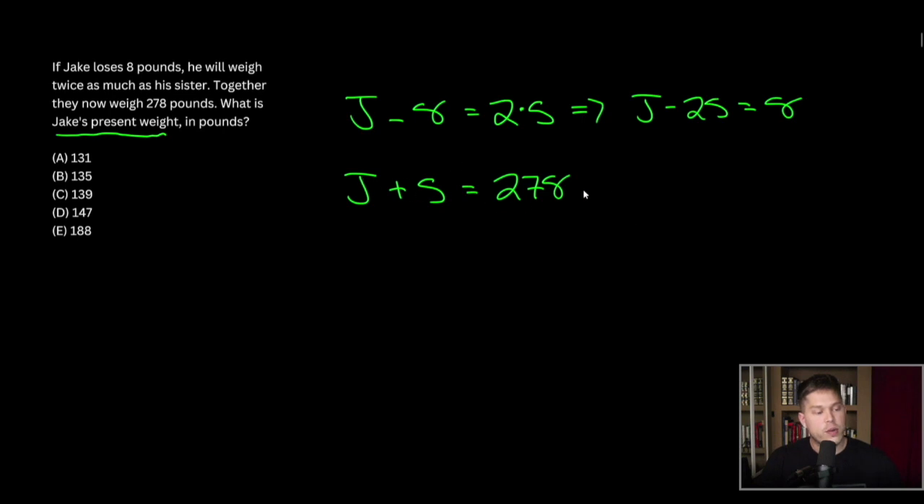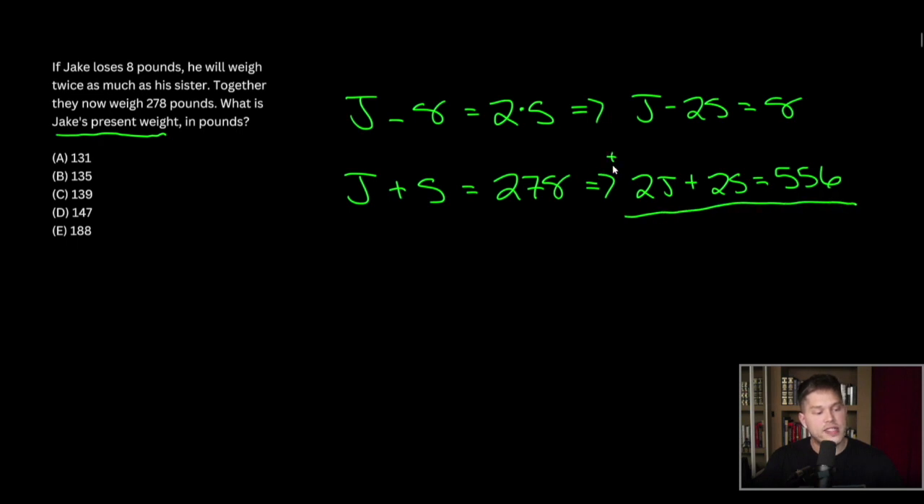And then for this equation, I'm going to scale it up by a factor of 2. And you'll see why I'm doing this just in a moment. So we have 2j plus 2s is going to be equal to what? We want to double 278. And whenever we do that, we're going to get 556. All right, now I have my two equations.